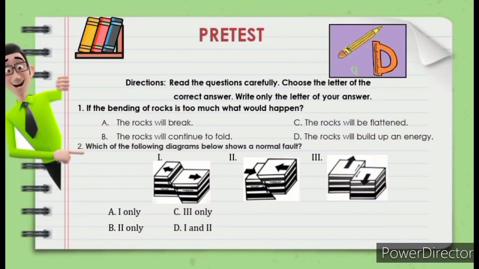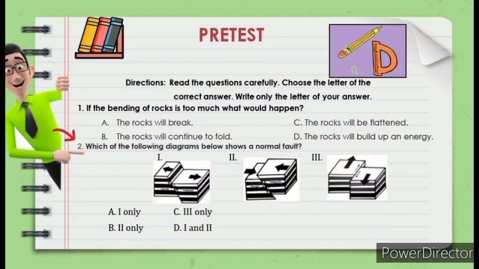You are also tasked to answer the 5-question pre-test, and here is the direction. Listen carefully, write only the letter of the correct answer. Number 1, if the bending of rocks is too much, what would happen? A, the rock will break. B, the rock will continue to fall. C, the rocks will be flattened. D, the rocks will build up an energy.